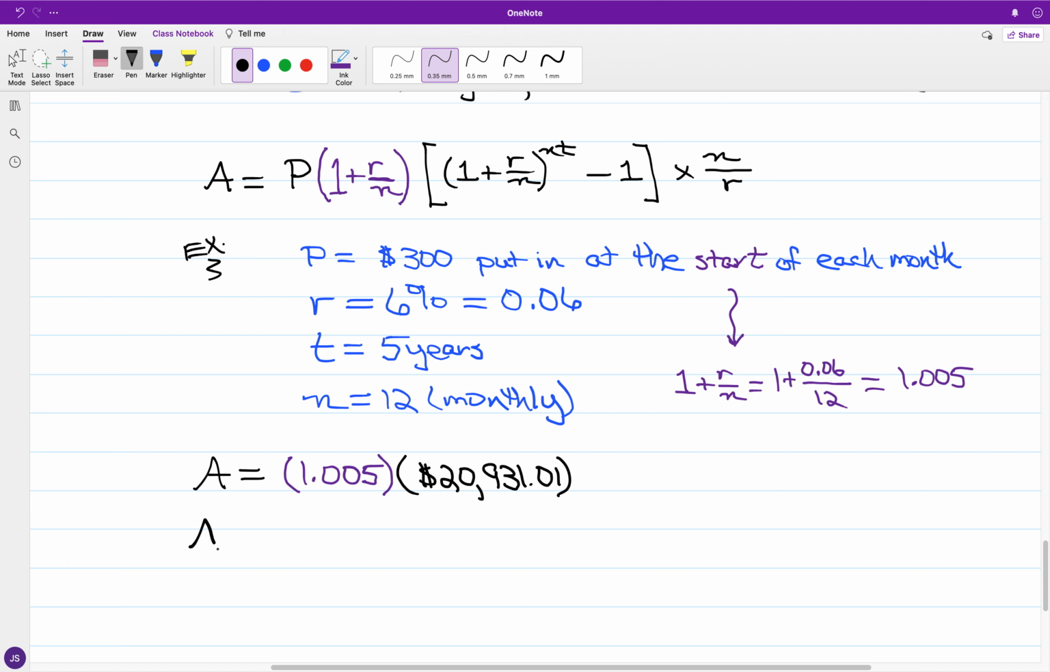So the difference between the start of the month and the end of the month is going to be just this lone factor. And so we have a little bit of a difference here. This balance will come out to right at $21,035 and about 67 cents.